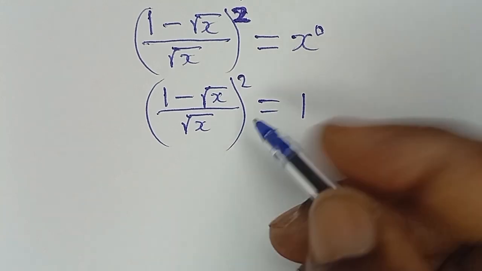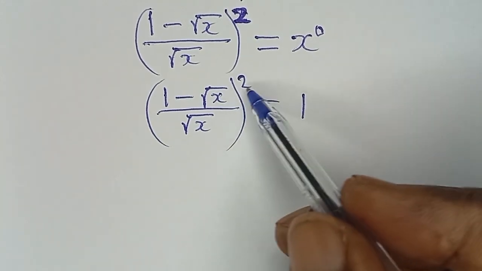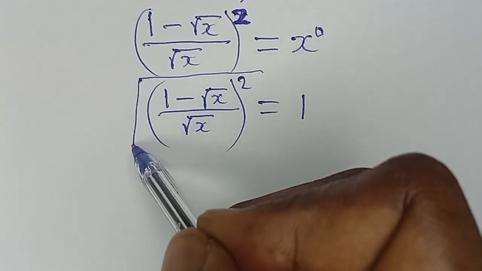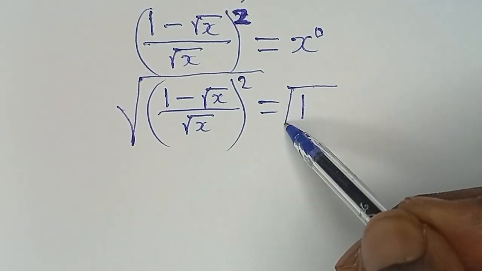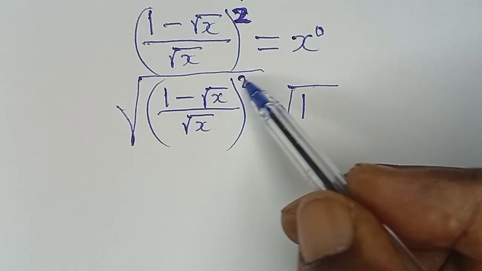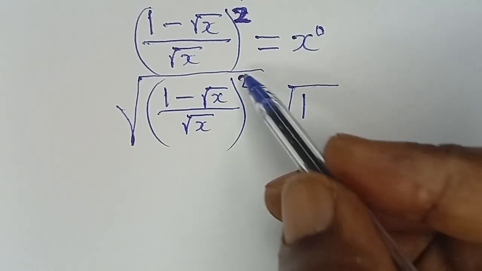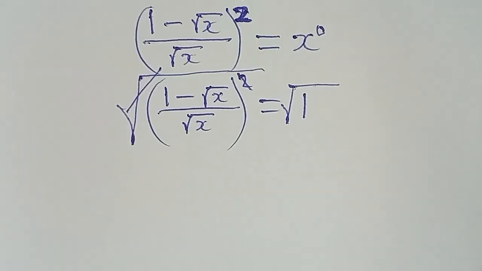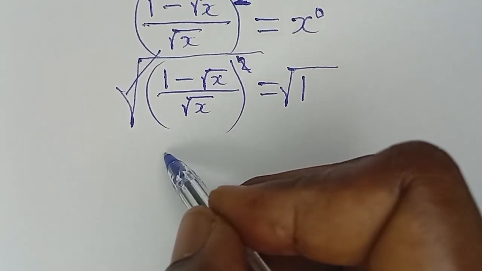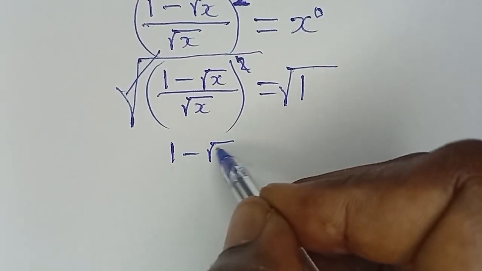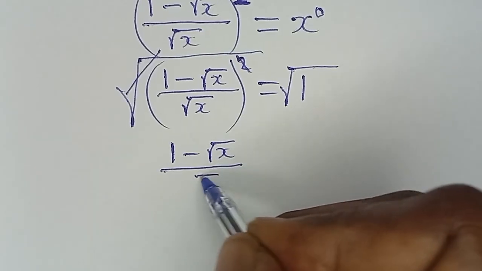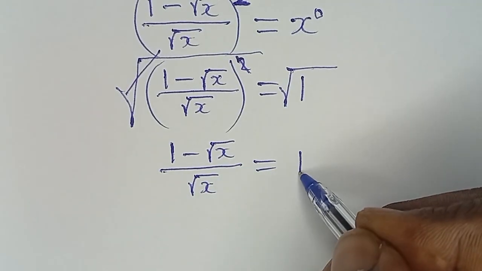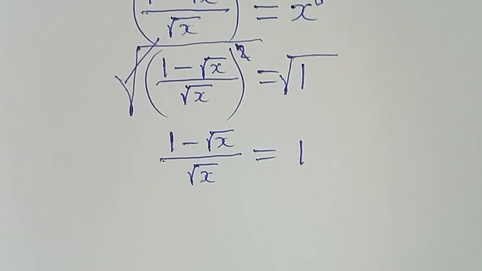So with that now, I can decide to take the square root of both sides so that I can remove this square sign. This square sign will remove the square, so that I'll be left with 1 minus root x all over root x, and that is equal to the square root of 1, which is also equal to 1.